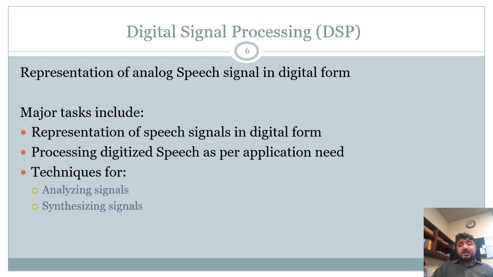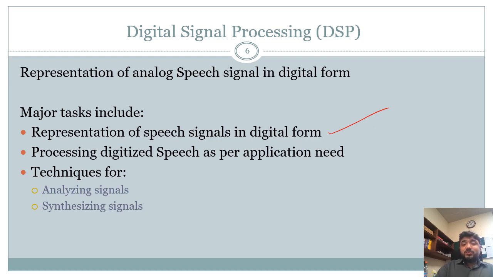All right, so the goal of digital signal processing, just at a very high level at this point in our course, the goals are basically these three. So representation of speech signals in digital form. So we're going to begin by learning about that. That's our immediate first topic. That's what we're going to cover in this lecture, inshallah.